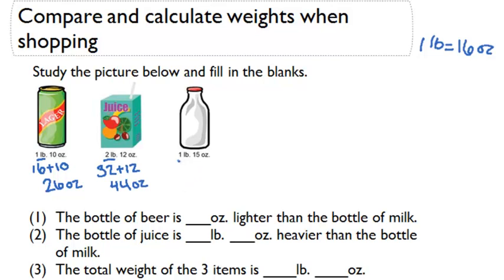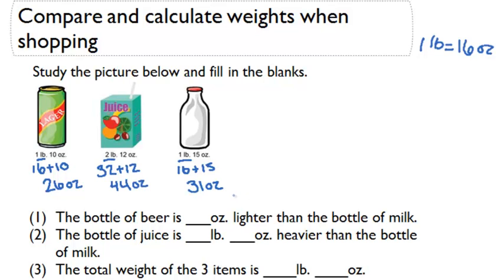Our third container holds 1 pound and 5 ounces. 1 pound again is equal to 16 ounces. So we're going to have 16 plus the 5 that we already had. Now 16 plus 5 is 21 ounces.